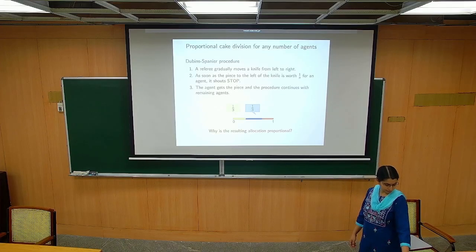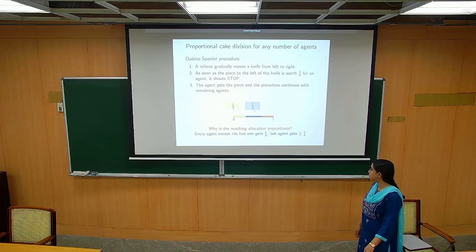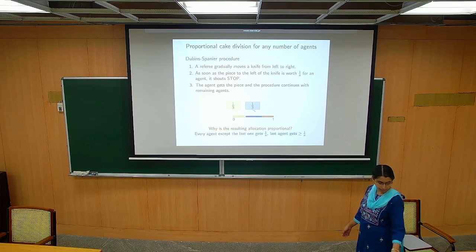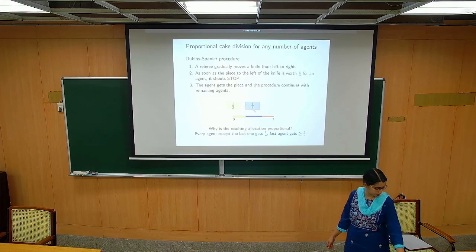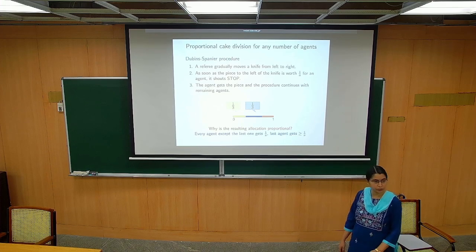Every agent except the last one gets 1 over n, and the last agent possibly gets an even larger share, but at least 1 over n. Other people might also be unhappy with this. So our goal here is proportionality. Right. So it's proportional except for the last.